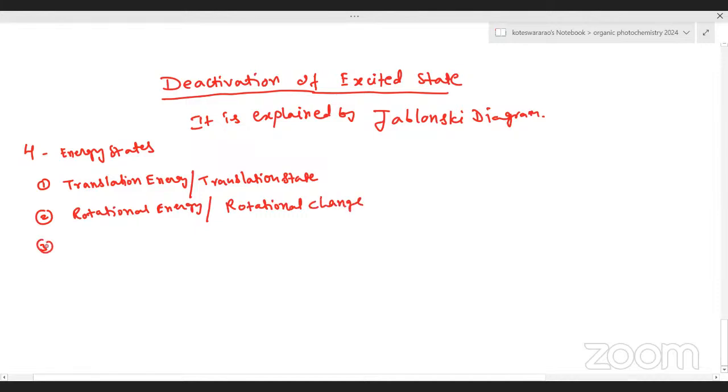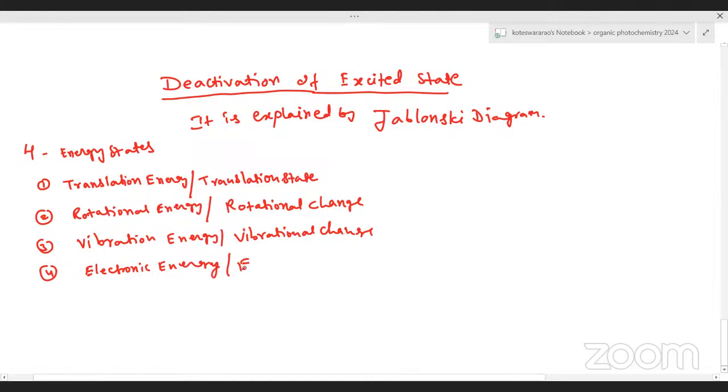And the third one is vibrational change, or vibrational energy, that causes the vibrational change. And the fourth one is the electronic energy, the electronic state. Right. Then, coming to the highest energy state, it is the electronic state.